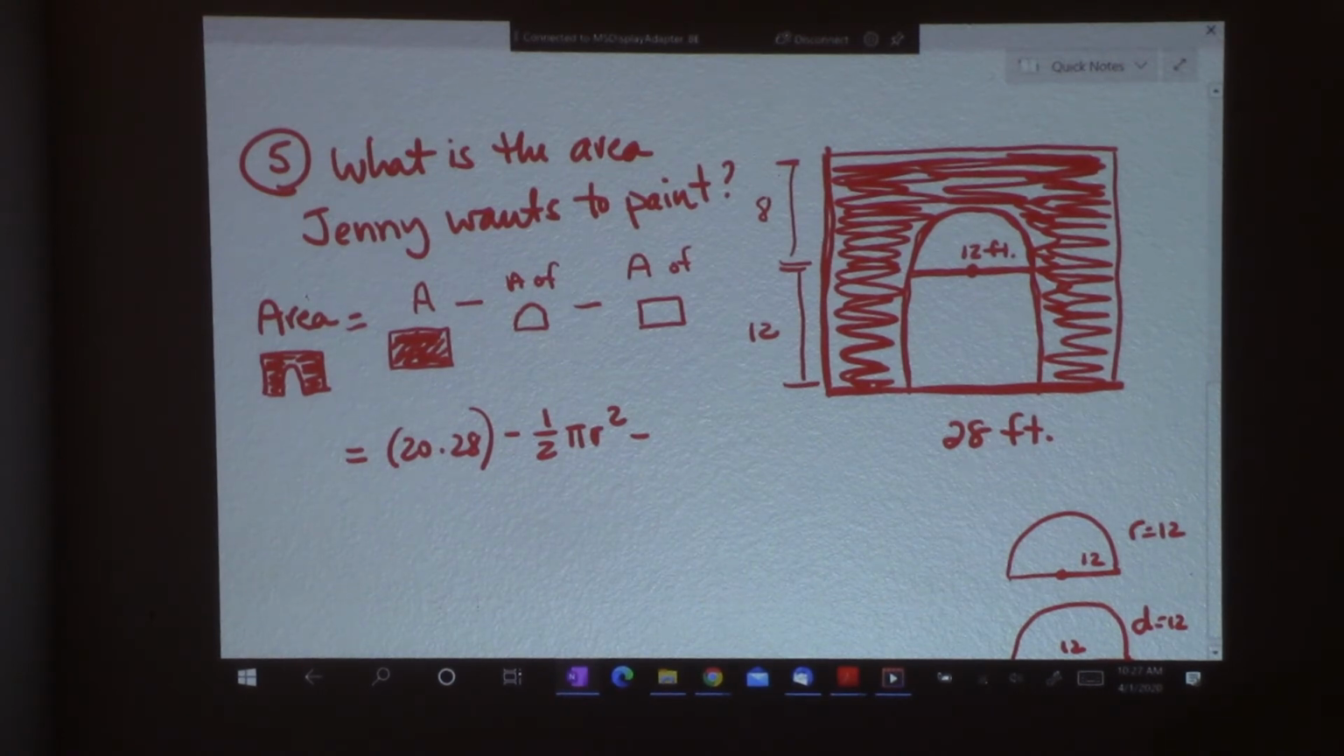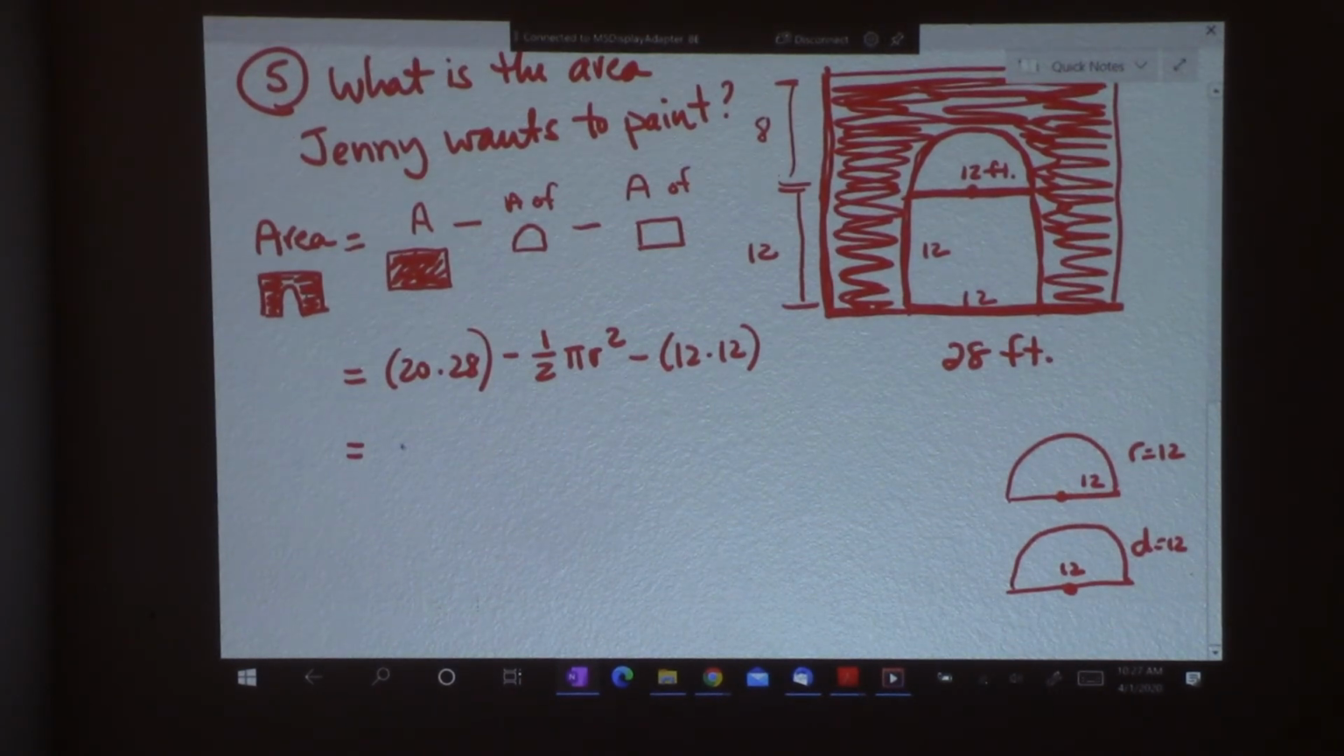Now the area of this open space here is, let's see, if this is 12, then this length is 12 here. And if all the way across at the bottom of my semicircle is 12, then down here is 12. So the area of this square is going to be 12 times 12. All right? Now when I figure this out, 12 times 20, or 20 times 28 is 560. Now, again, let's go back to this.